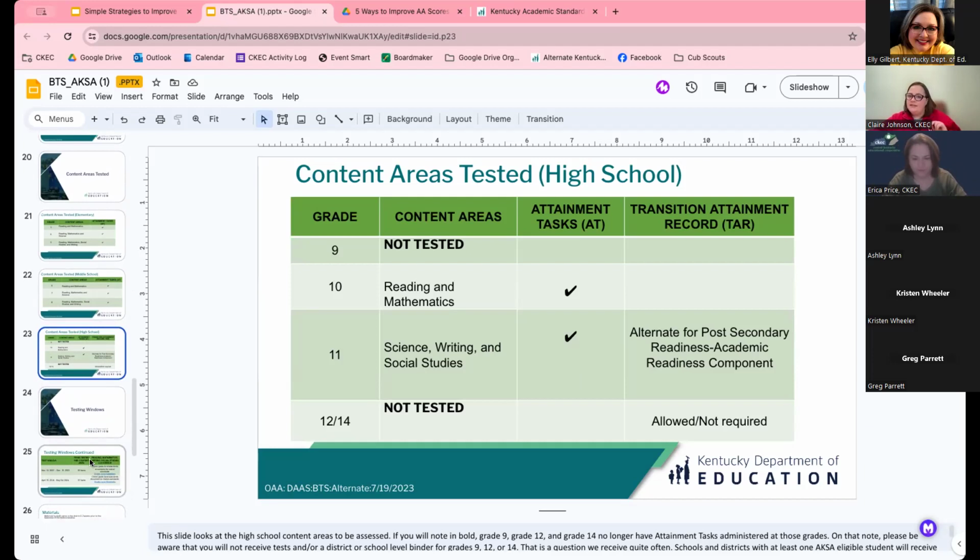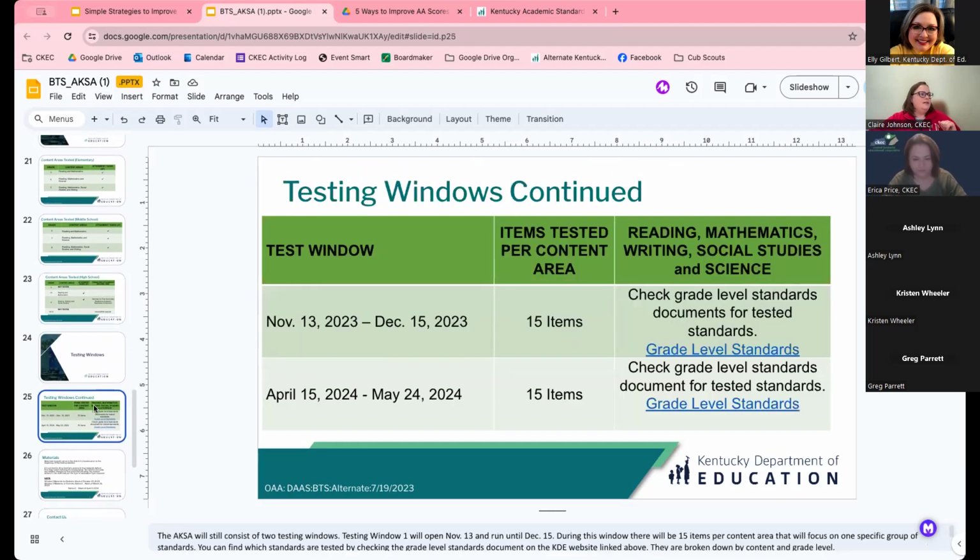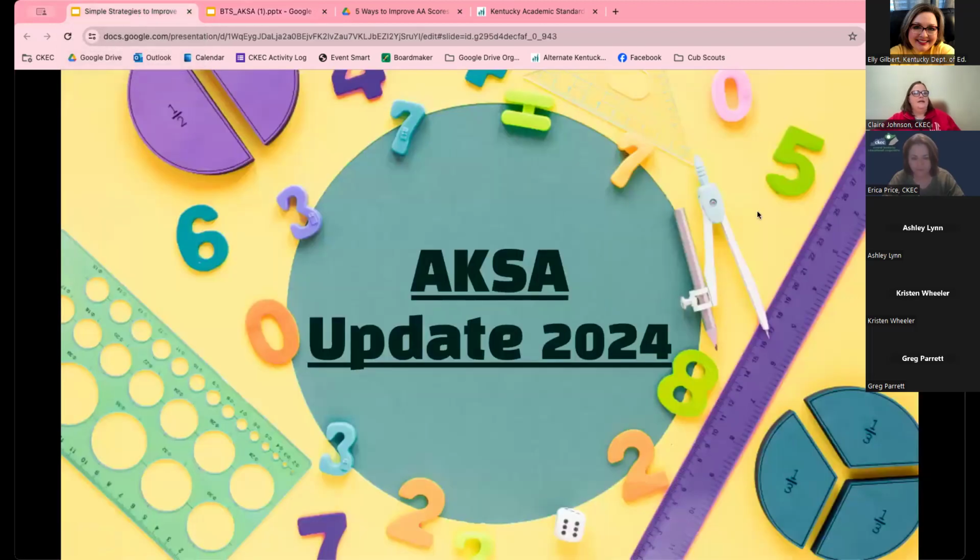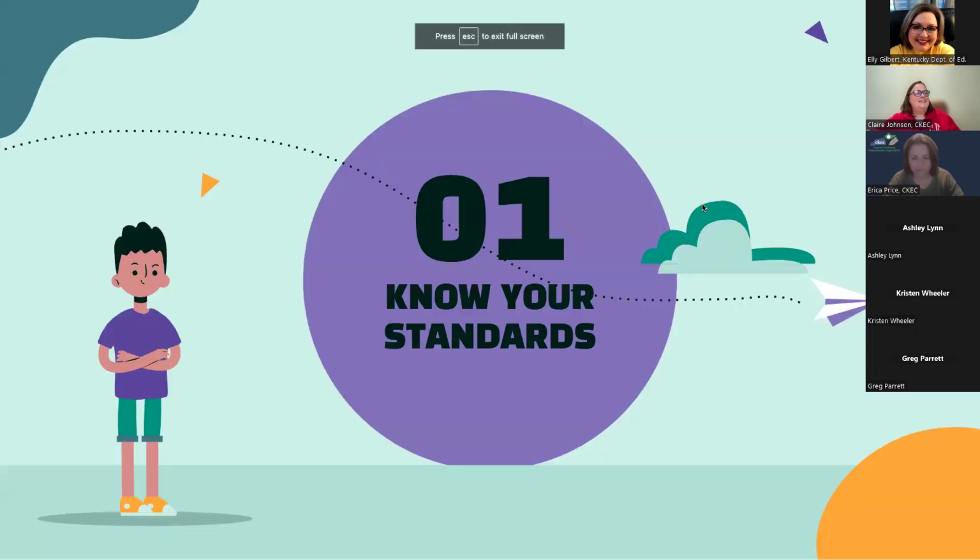There are 2 testing windows for alternate assessment, unlike regular assessment where there's only one. The first one has already happened. It was just before Christmas. And the second one is coming up beginning in April, mid to end of May. Some of the targets are tested in the first window, and some are in the second window. I think that is all we will talk about from that update today. But hopefully that gave you a brief idea if this was new to you.